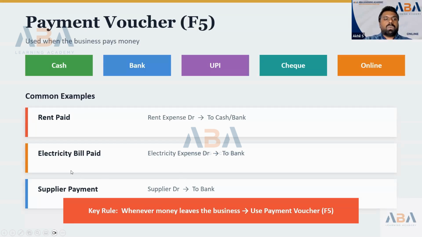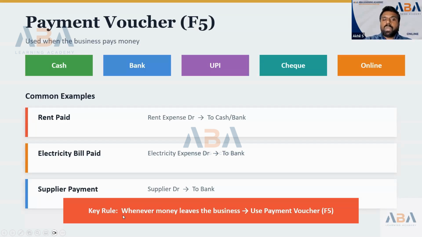Okay. So the next one is electricity bill paid. Here also one expense is there, debit. We will debit the expense and then we will credit the cash or bank account. And finally, we have supplier payment. Supplier account we will be debiting and bank account or cash account we will be crediting.